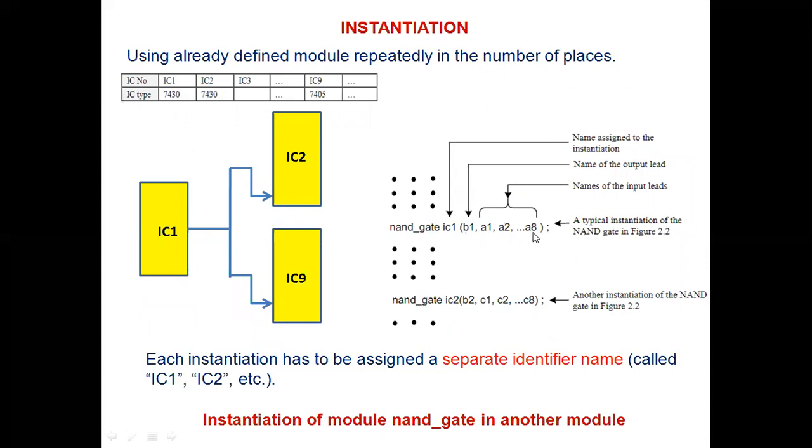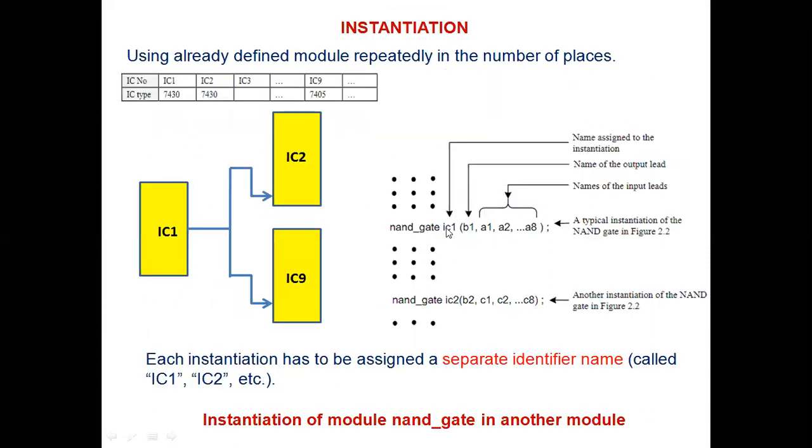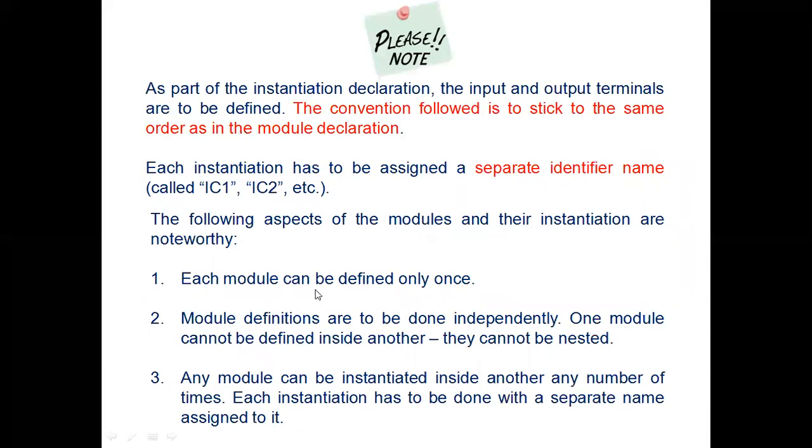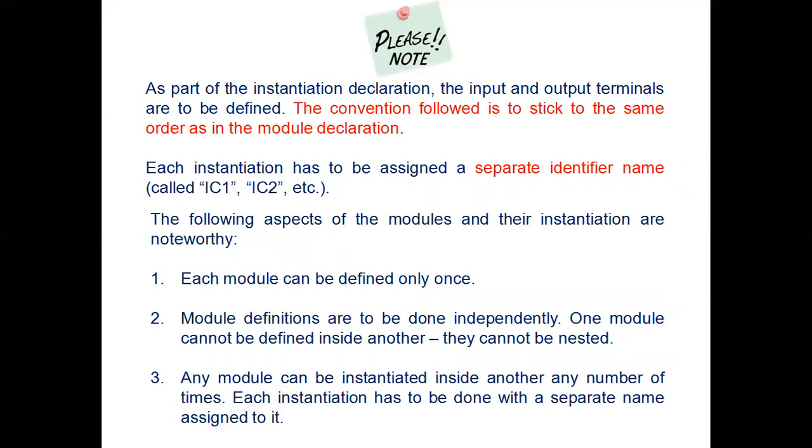You have to be careful about that. Next, each instantiation has to be assigned a separate identifier name, that is IC1, IC2. Yes, we have done this. Next, each module can be defined only once. This is IC7430, an 8 input NAND gate. How many times do you define this 8 input NAND gate? Only one time; only one module definition will be there. Each module can be defined only once.